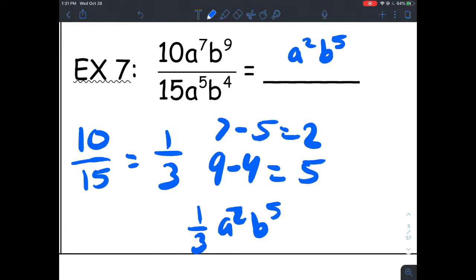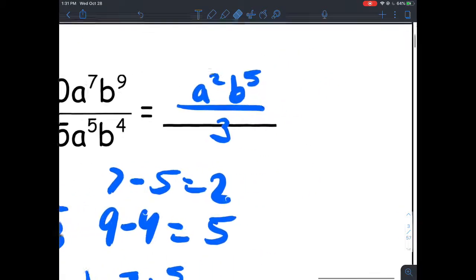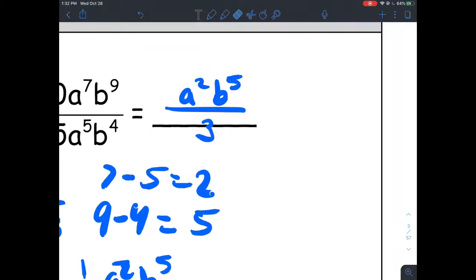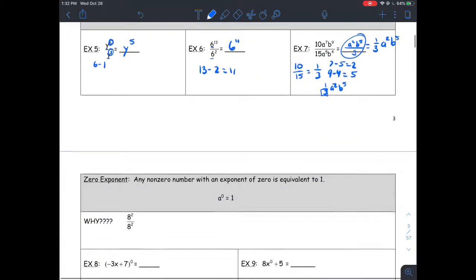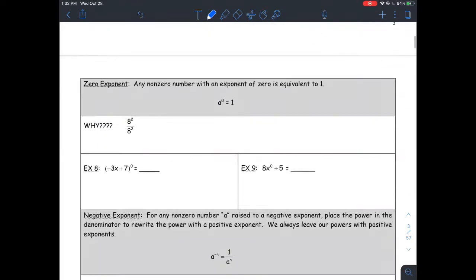And then I always ask myself, okay, what's on top, what's on bottom here? So this 3 is in the denominator. So I would just put this all over 3. And then you have a 1 on top, but remember we don't really write a 1. So this would be the proper way to write the answer: a squared b to the 5th divided by 3. Now another acceptable answer would be 1/3 a squared b to the 5th. But that's not as nice, and I would definitely recommend doing it like this. And you'll see why as we do more of these problems.